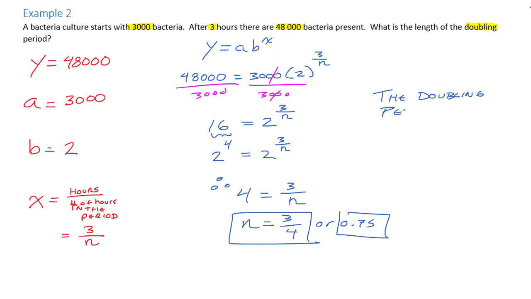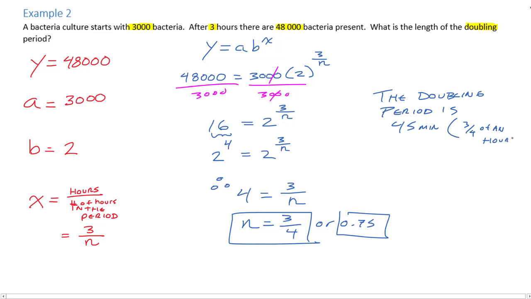The doubling period is 45 minutes, because that's 3/4 of an hour, right? All right, so there's one where we're solving for something other than the future amount. So that's kind of what I'm getting at. Sometimes you're solving for different pieces of information here.